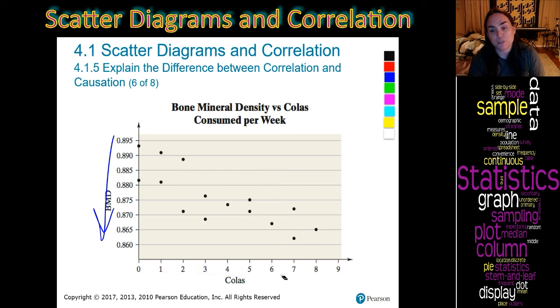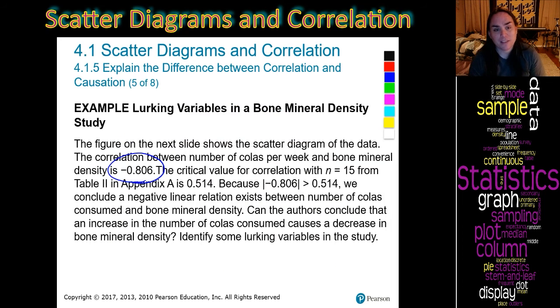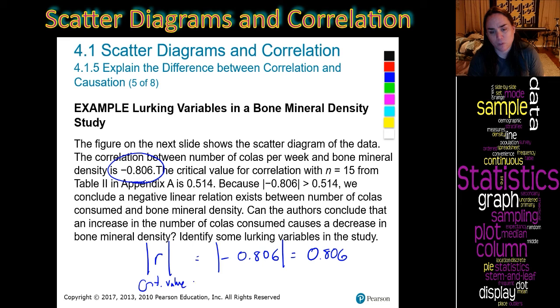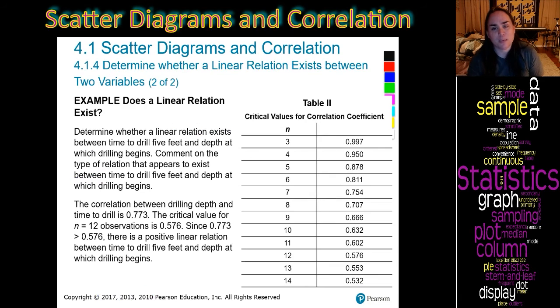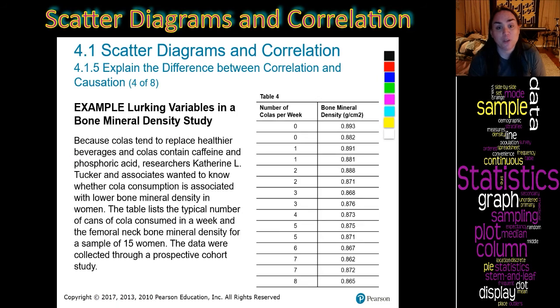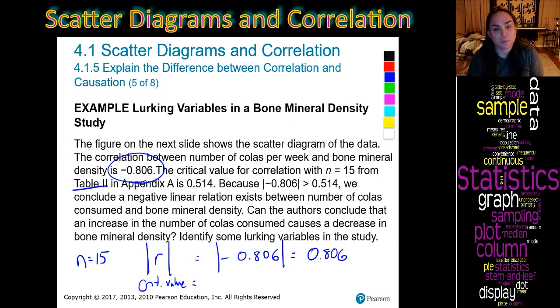But we need to determine whether or not it is truly a linear relationship. So let's take that R value, which is negative 0.806, and take the absolute value of it. Well, that's 0.806. Now we need the critical value. Well, N was 15. There were 15 women. So if I go back to this table here on this slide, it doesn't have 15. I don't know what that value is. So you're going to have to go into your textbook to find it. It's in Table 2 of Appendix A. It's in the back of the book somewhere.